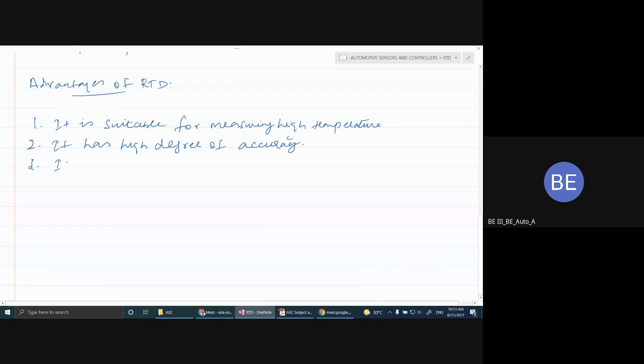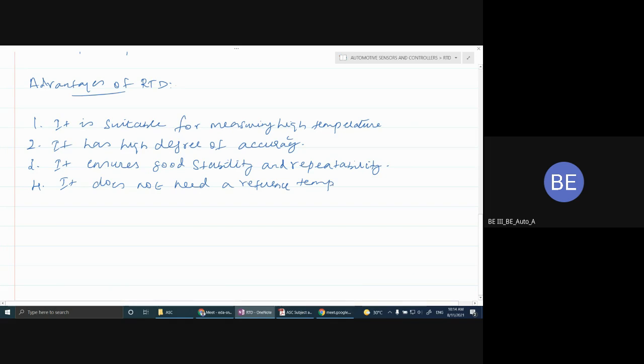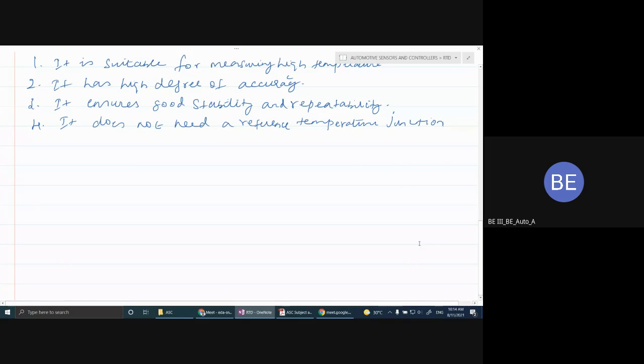Okay, and it ensures good stability and repeatability. What do you mean by repeatability? Sir, the value comes again and again. Yes, whenever we want to take a reading, it should produce the same repeated readings. So it has very good repeatability. It does not need a reference temperature. So these are the various advantages: it is used for measuring high temperature, has a high degree of accuracy, ensures good stability and repeatability, and does not need a reference temperature junction.